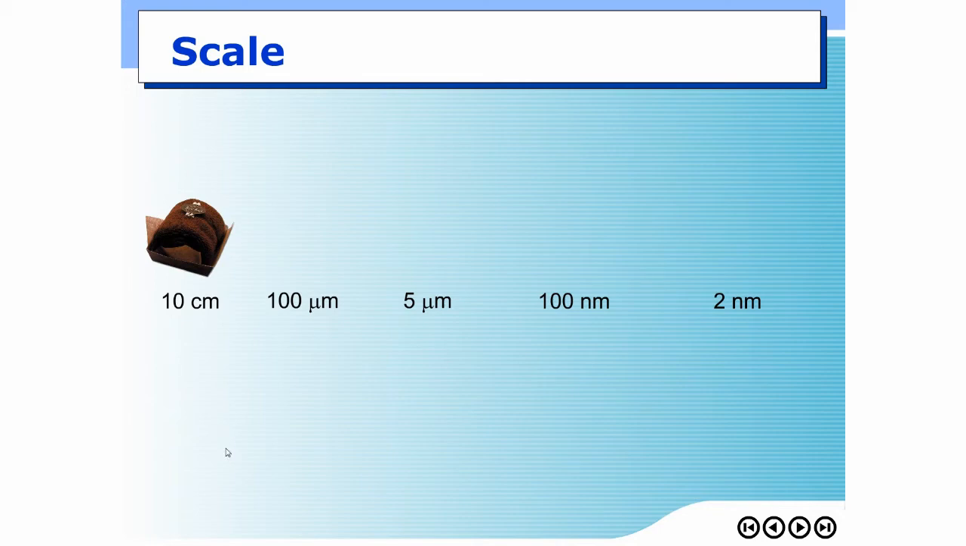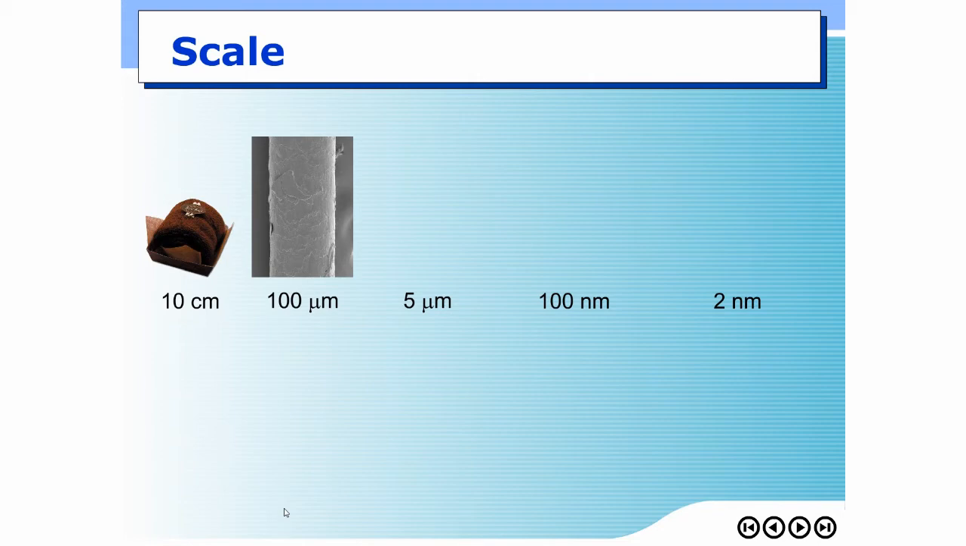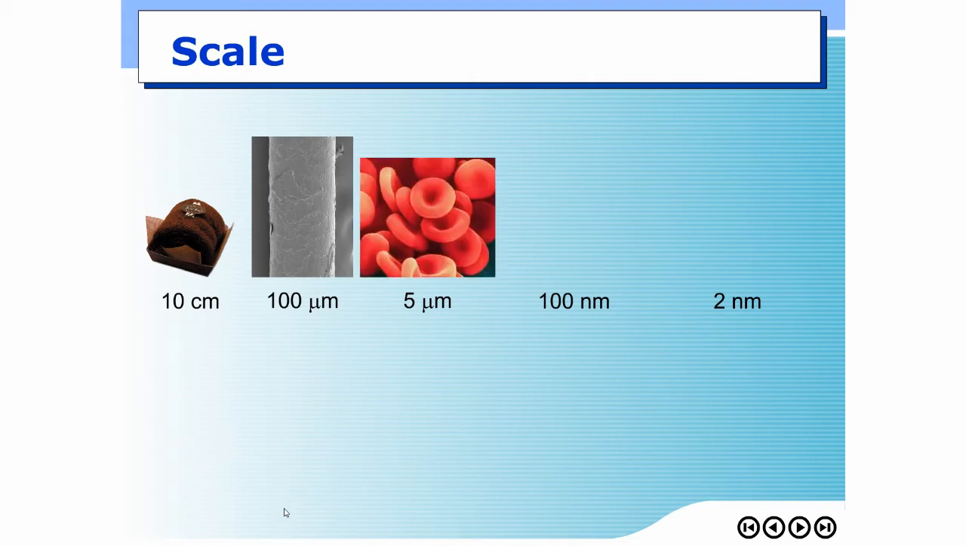The 100 micrometers is the diameter of a human hair. This is hair. If someone has thick hair, you may have a hair with a diameter of 200 or 300 micrometers, but in general, human hair has a diameter in the range of 100 micrometers. For 5 micrometers, that's the size of a red blood cell.